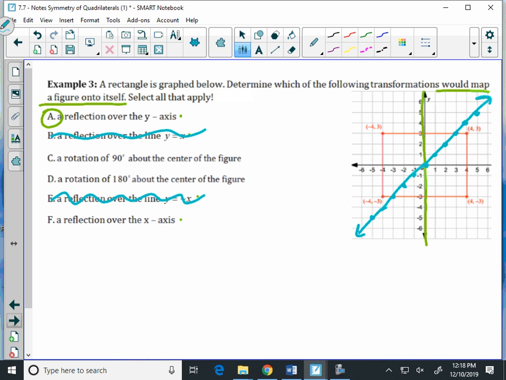And then what about a reflection over the x-axis? Will that work? Is the x-axis a line of symmetry? Yeah. So that is an answer. Line of symmetry, yes. Not a line of symmetry.